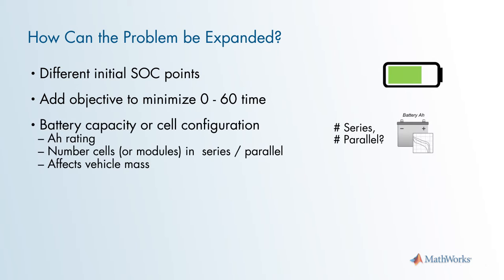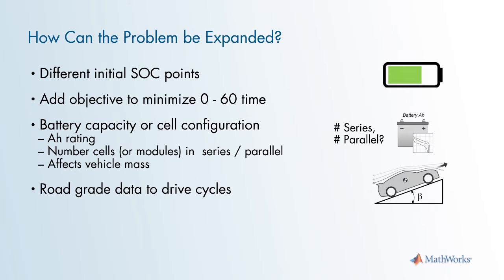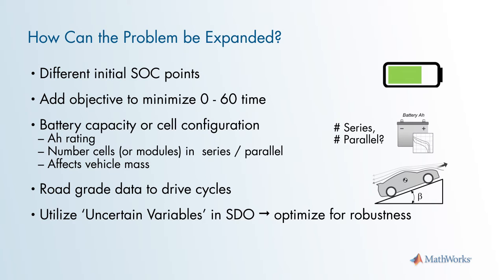You could study component sizing. For example, you can optimize the battery capacity or cell configuration because this affects the vehicle's mass. You can try drive cycles, which include road grade. And these ideas can be carried out in Simulink Design Optimization using uncertain variables.